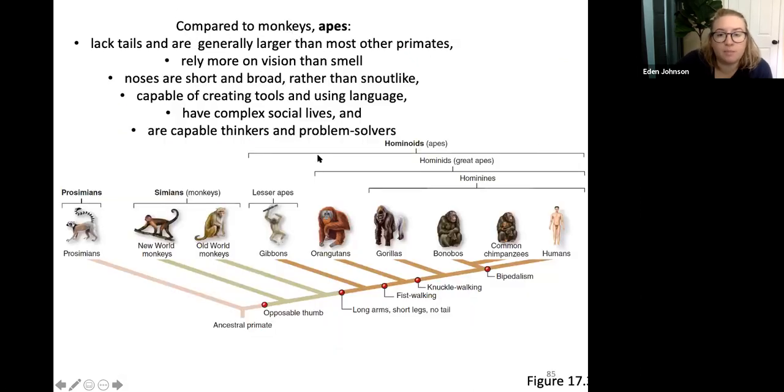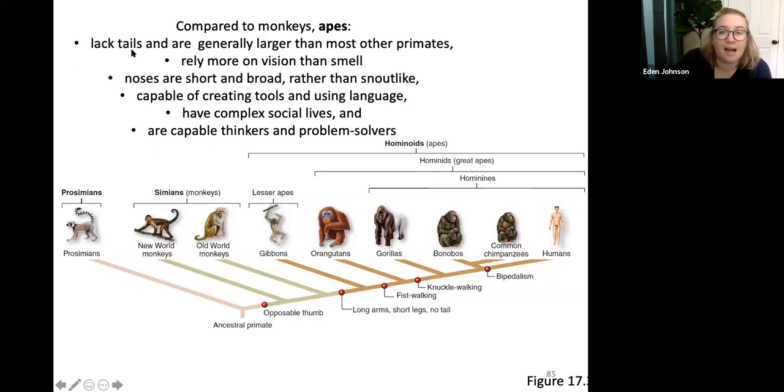Okay, so we looked at prosimians, we looked at monkeys, and now everything from gibbons to humans are called the apes. The hominoids are the apes. Now, compared to monkeys, apes have or don't have all of these characteristics.